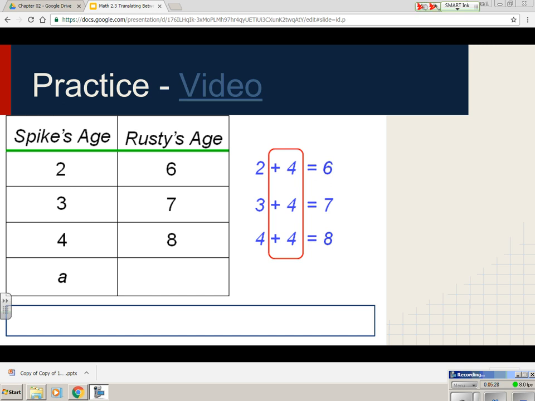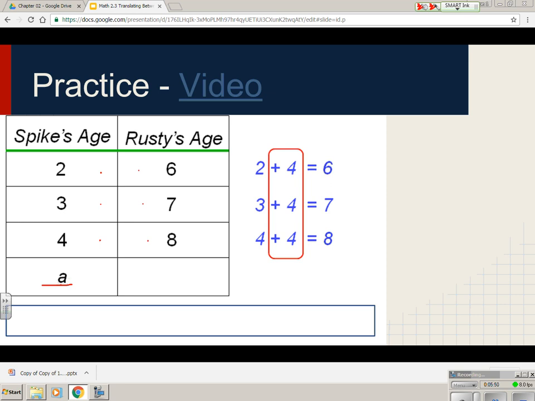And then we could put in any year for infinity, or until Spike's dead, and we call that variable A for age. We could put a little expression together to be able to solve that. Okay? Well, the one thing we notice is that between 2 and 6, it's a difference of 4. Between 3 and 7, it's a difference of 4. Between 4 and 8, it's a difference of 4.